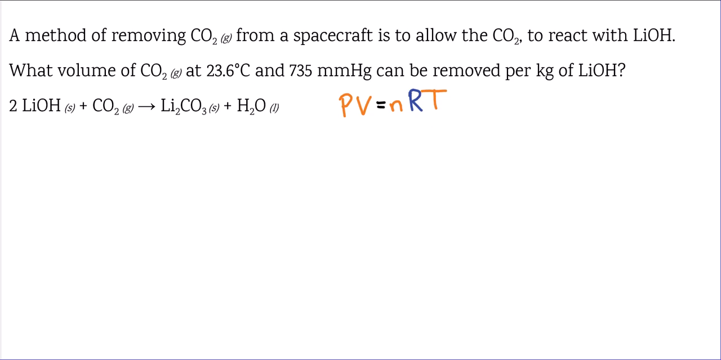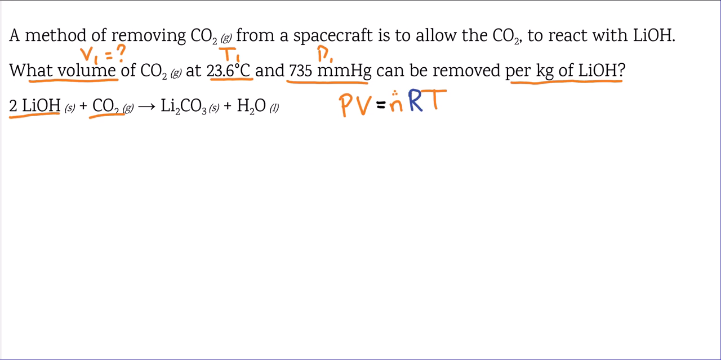I'm not a big fan of writing it this way as a linear equation. I like to customize my R. But writing it this way will allow us to look just at V, P, N, and T. We're looking for V, and N is a little hidden. It's tucked away in the kilograms of lithium hydroxide. This is because we're going to involve stoichiometry.